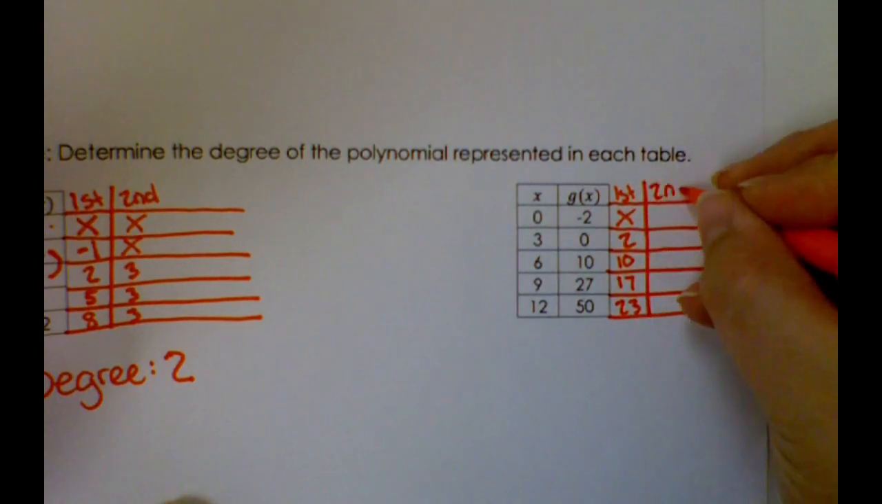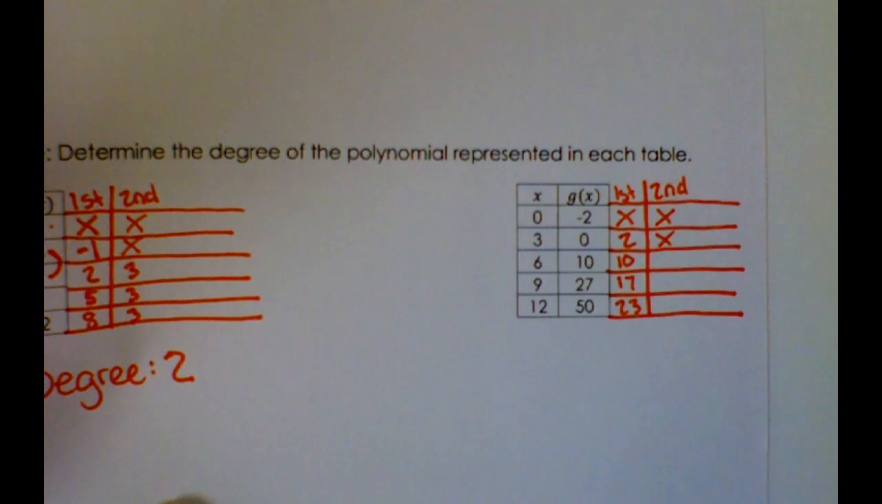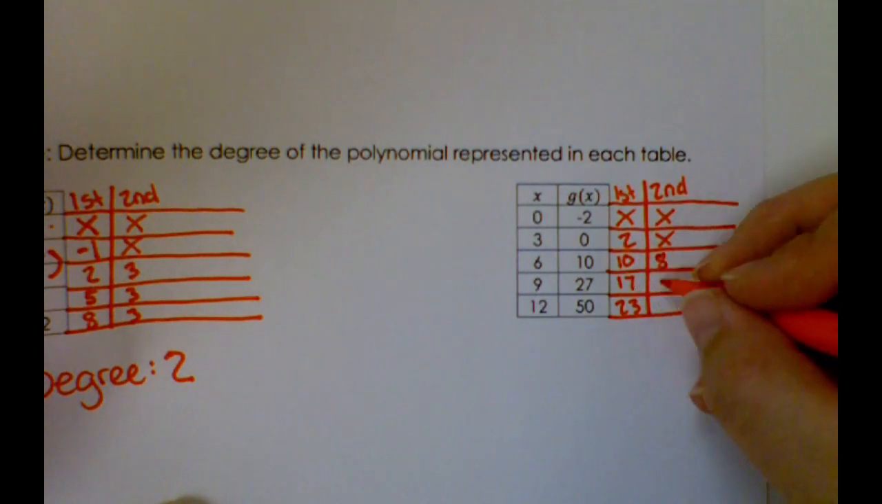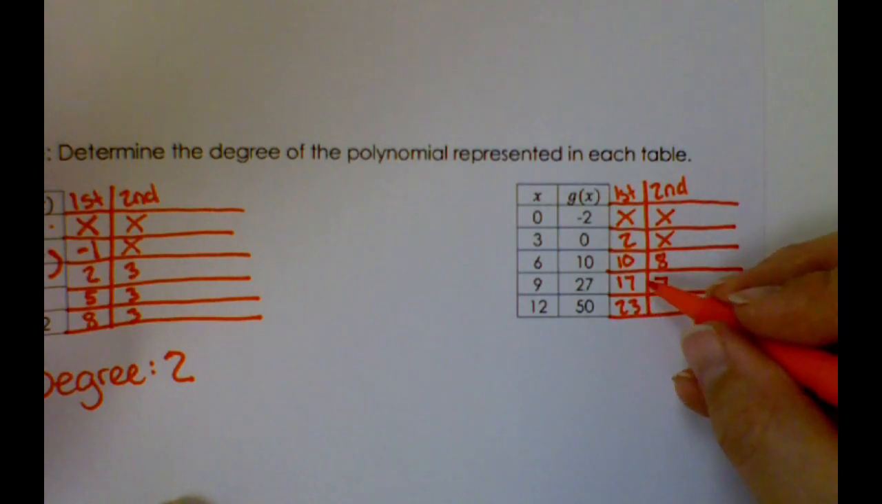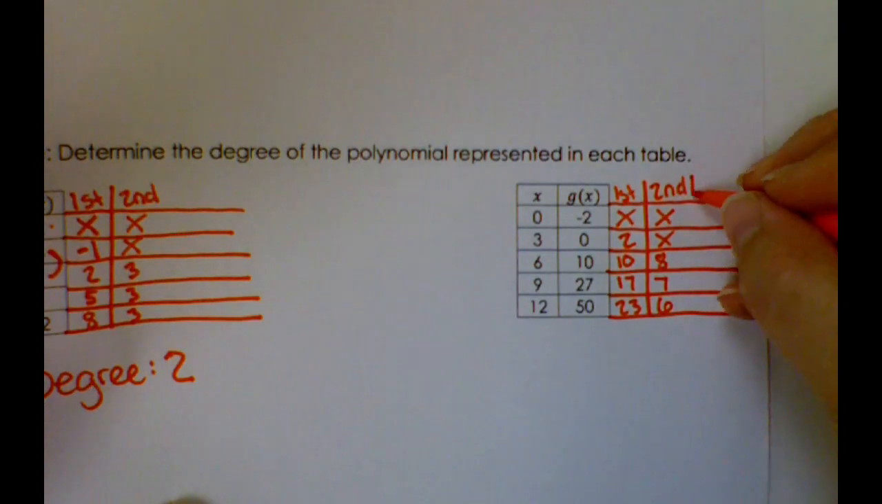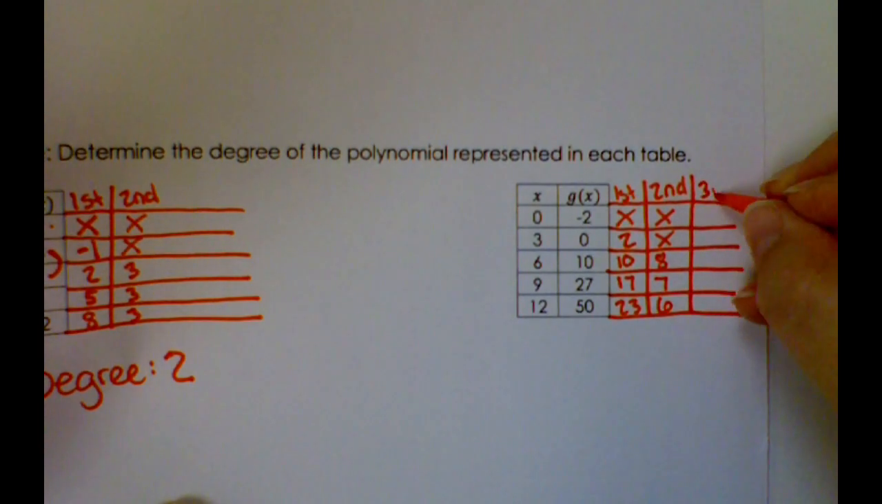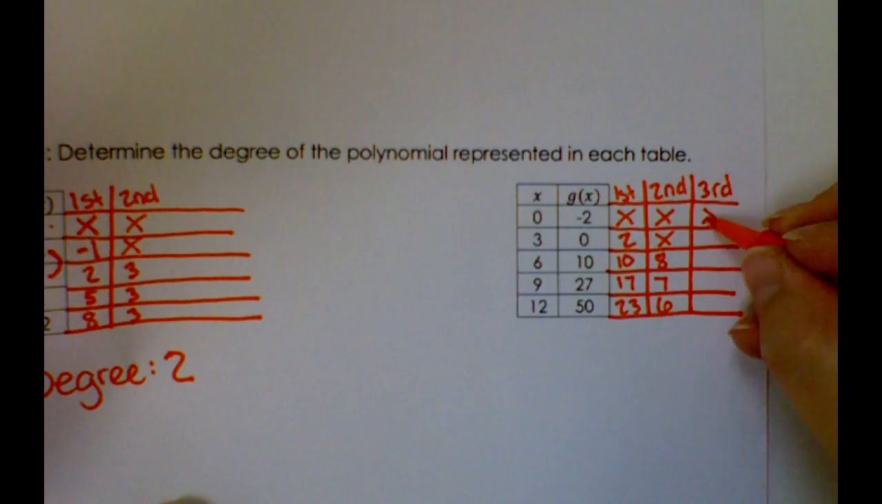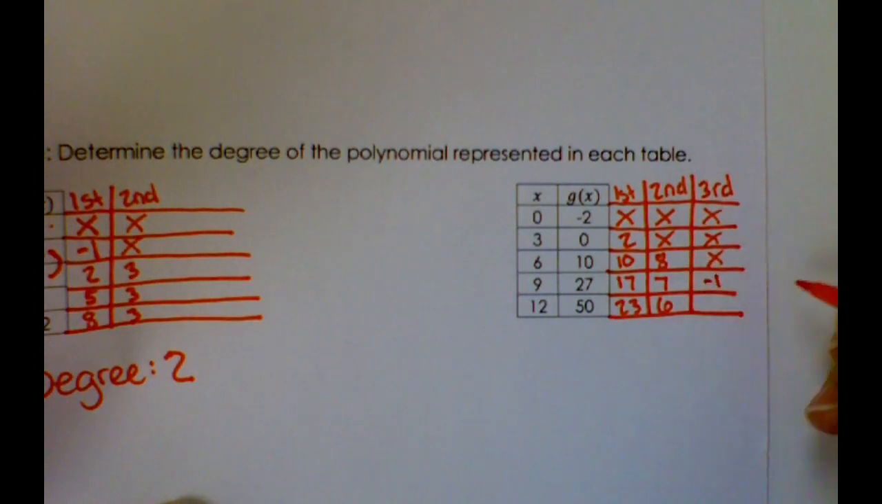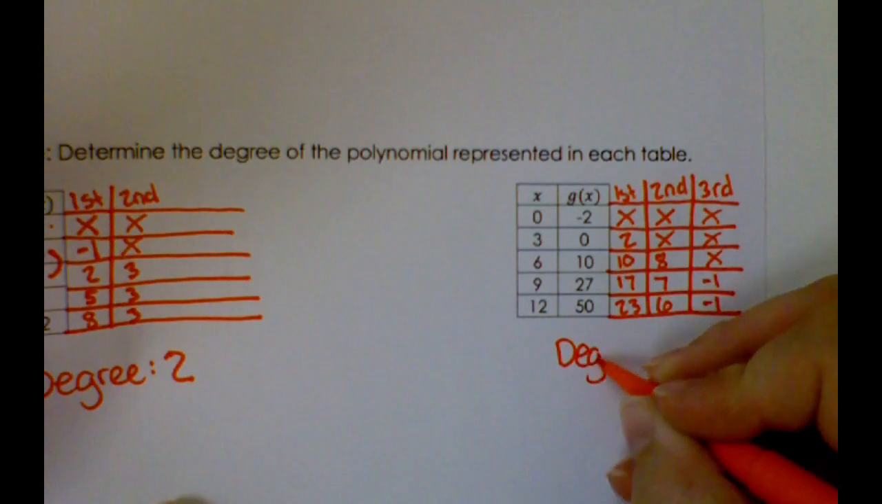Try my second differences. Now I have 2 missing boxes. 10 minus 2 is 8. 17 minus 10 is 7. 23 minus 17 is 6. Those aren't the same number. It's not a second degree polynomial. Try my third. I have 3 empty boxes. 7 minus 8 is -1. 6 minus 7 is -1. Those are the same number. The degree of this polynomial is 3.